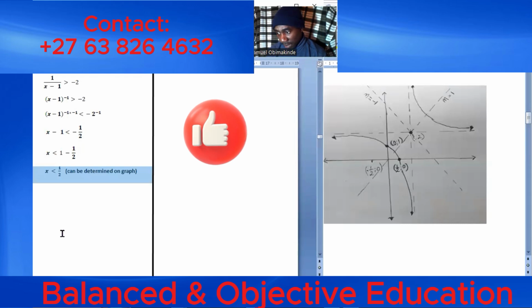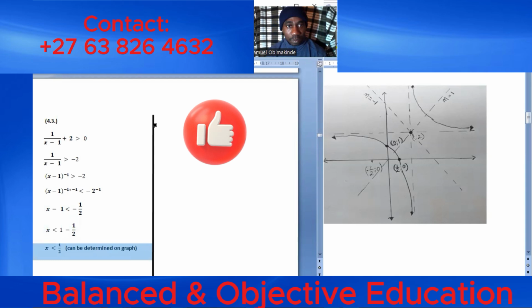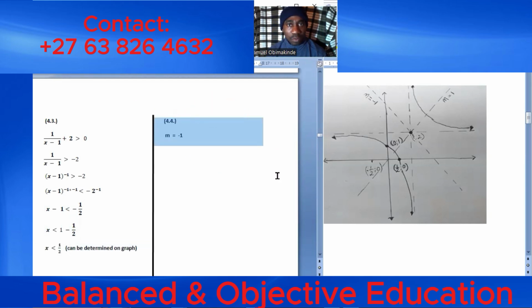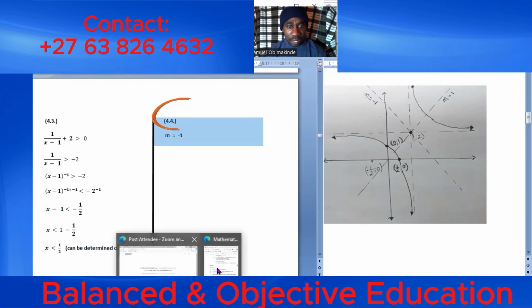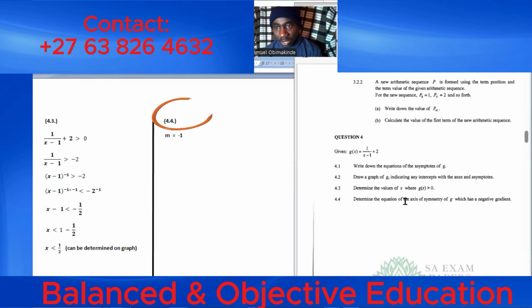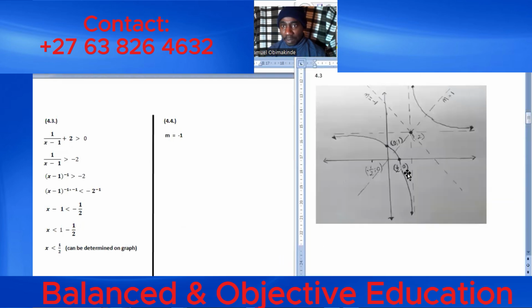All right, so the next question is question 4.4. Let's see what they're asking for. Determine the equation of the axis of symmetry of g which has a negative gradient. So for us to do that, we must draw the axis of symmetry on the graph, right? To draw the axis of symmetry is simple.